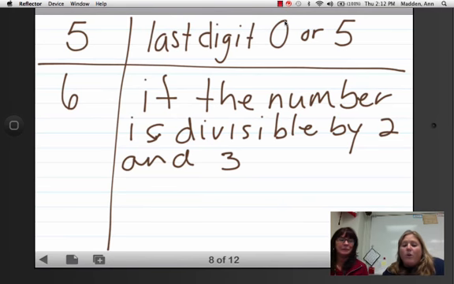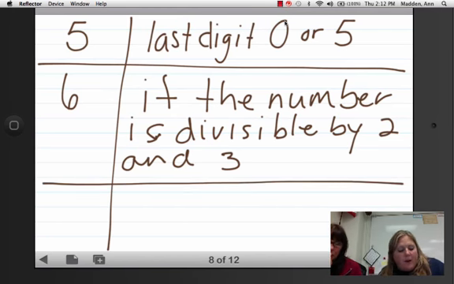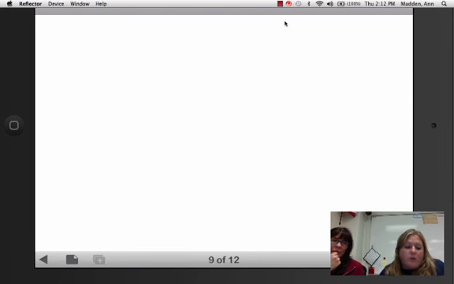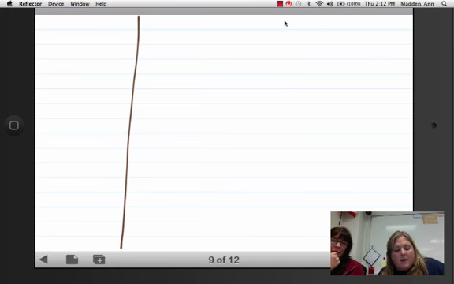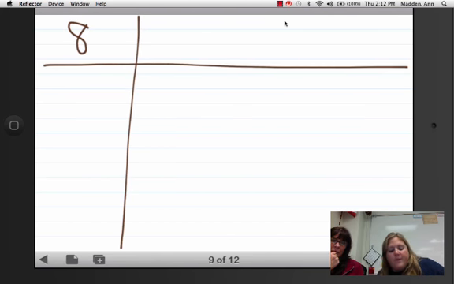All right. There were no rules for 7 and 8. I don't want you to forget about them because you always have to think, is it divisible by 7? We're just going to leave a blank there because there is no rules. And is it divisible by 8? Let's just leave a blank there too so you don't forget about those two numbers.